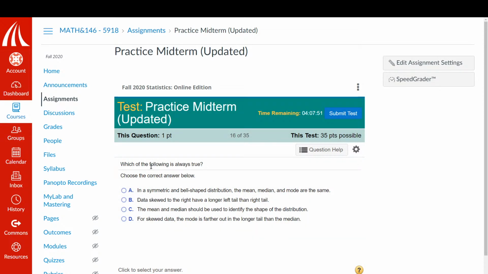Which of the following is always true? In a symmetrical bell-shaped distribution, the mean, median, and mode are the same. Yes.